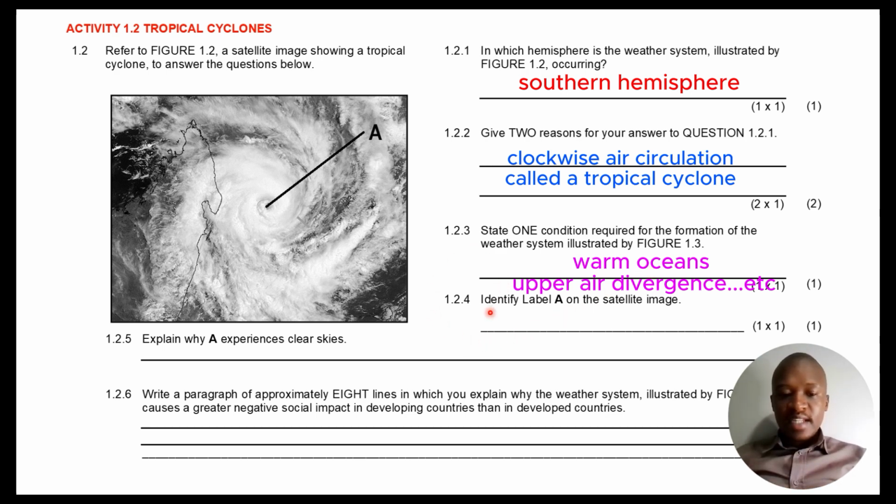1.2.4. Identify label A. Can you see it's at the center? We know that at the center of our tropical cyclone, we have the eye of the cyclone.